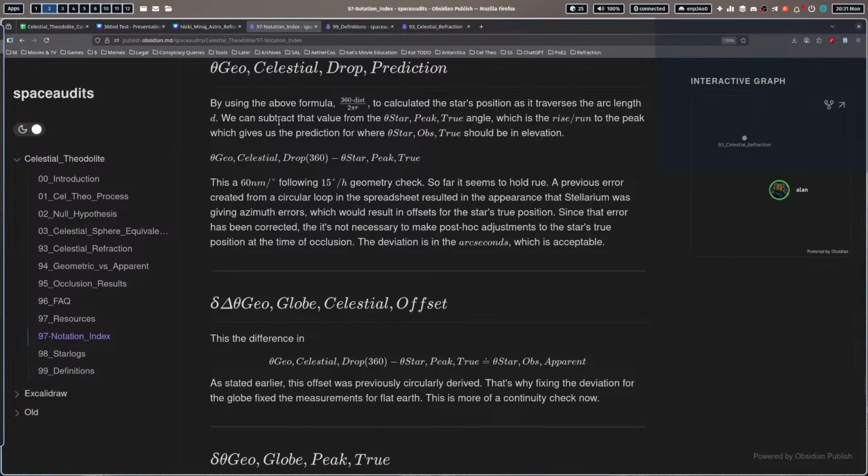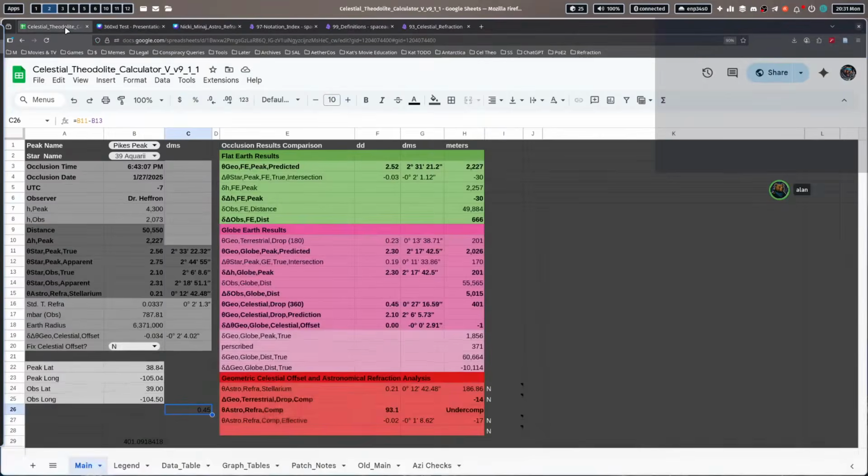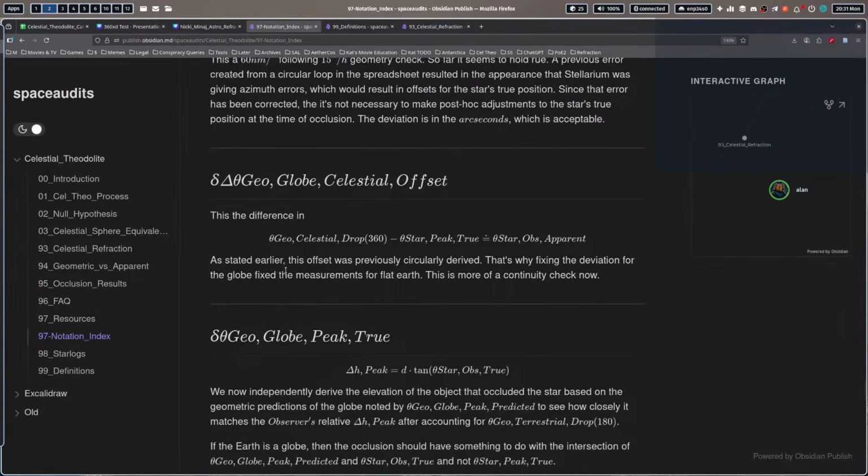So by coming up with that geometric celestial drop over distance, we can also do a comparison to see if the star is where it's supposed to be, following the 15 degrees per hour and 69 nautical miles per degree. And I was previously doing it incorrectly, but when you subtract it from the star angle, there's no offset, so everything appears to be on the up and up now. And this is more of a continuity check, just to make sure that there's never an actual error that's independent of my circular mistake.